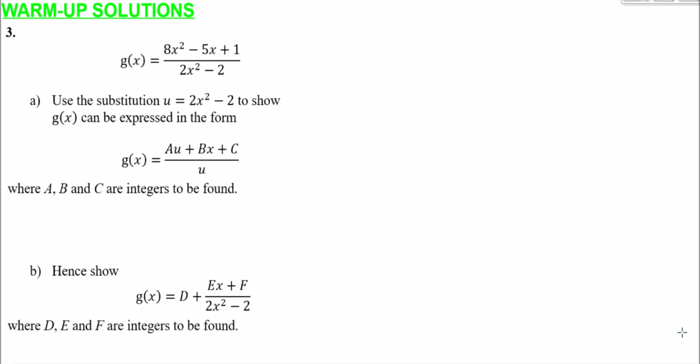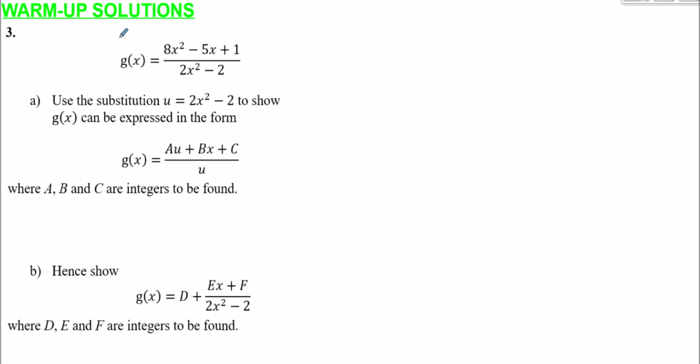Before I begin properly explaining question 3, question 3 I've set up to be very similar to question 2, essentially where the numerator and the denominator are of the same degree. Both of them have the same highest power of x, in this case both degree 2. So in warm-up question 2, I showed you how we could use polynomial division to express this in partial fractions.